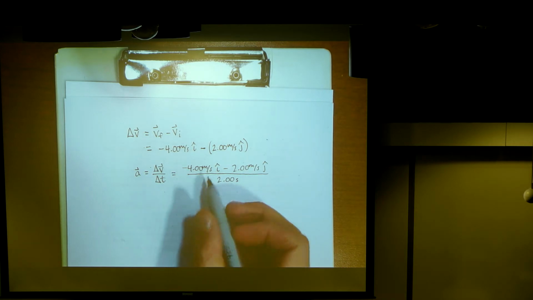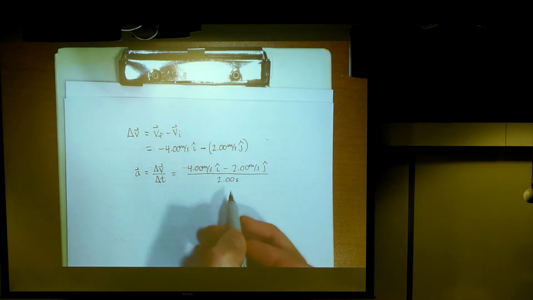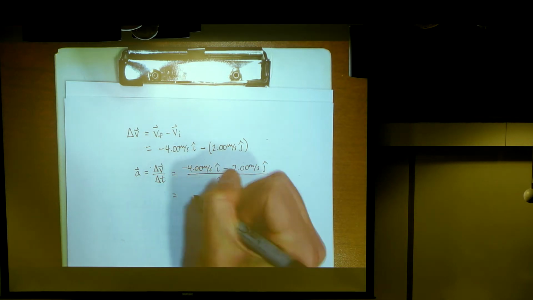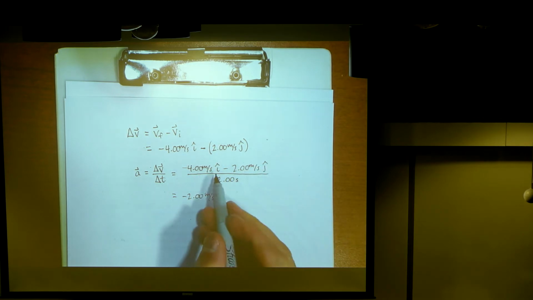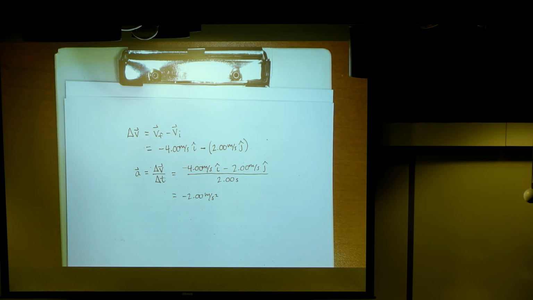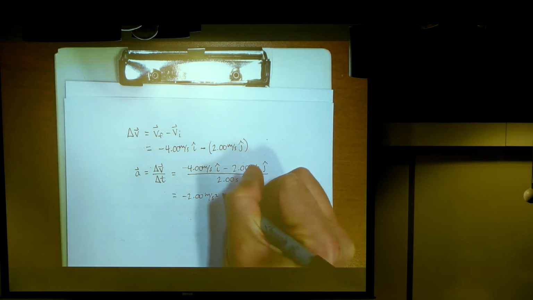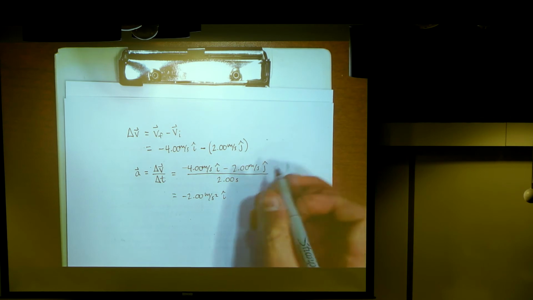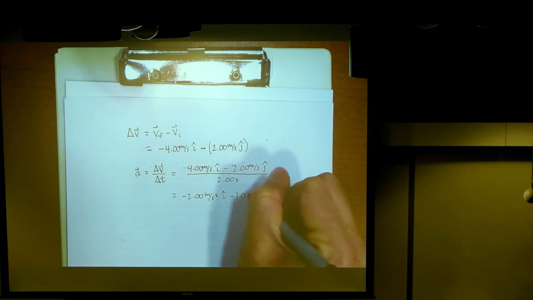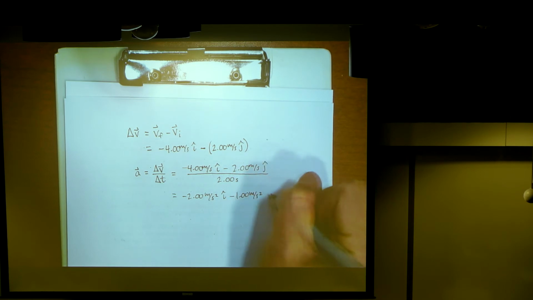So this is easy to do. We have minus 4 over 2, which is minus 2 meters per second squared. See, we have seconds squared on the bottom now. That's going to be our x component. And then we're going to have minus 2 over 2, that's minus 1 meter per second squared, j hat.